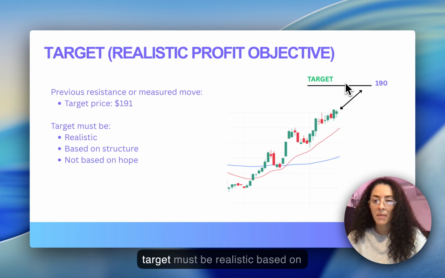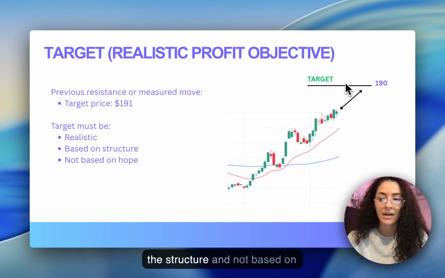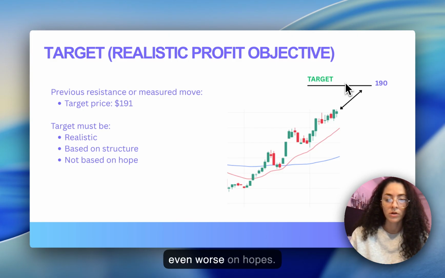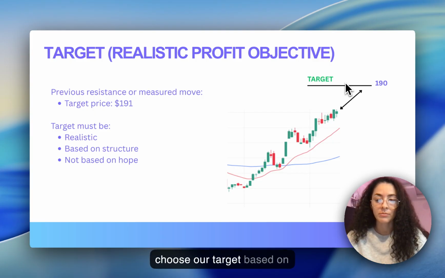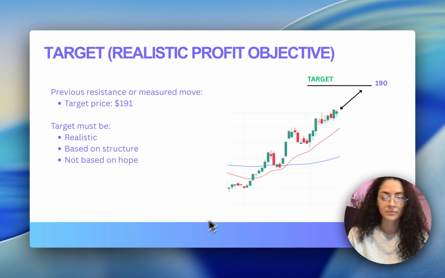The target must be realistic based on the structure and not based on your personal bias, your idea, or even worse, on hopes. We're going to do other trades in other lessons, and we're going to choose our target based on volatility, ATR, and so on. But for now, let's just say that we decided, either from previous resistance or because we measured the usual moves of the stock, that our target is 190.